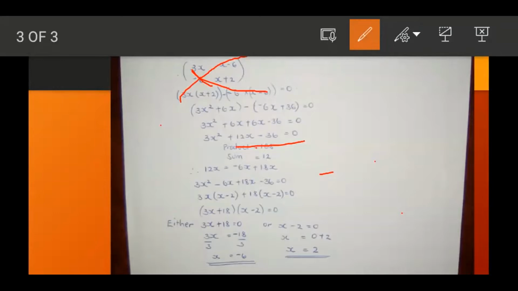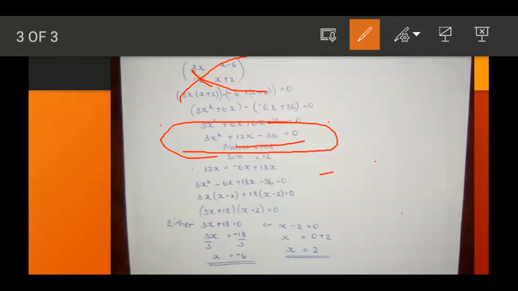36 is equal to 0. So x squared plus 12x minus 36 is 0. So you realize that this one is a quadratic equation. So we bring in the knowledge of quadratics.